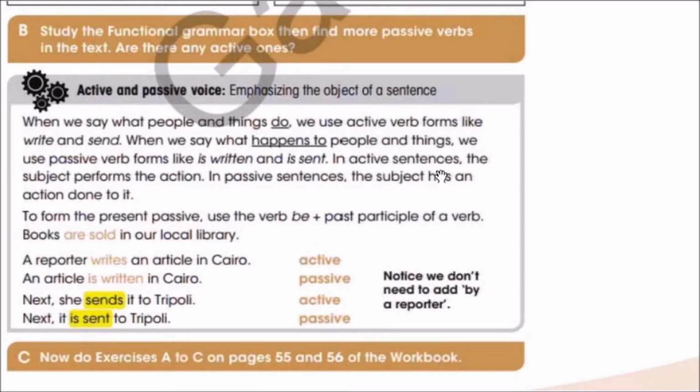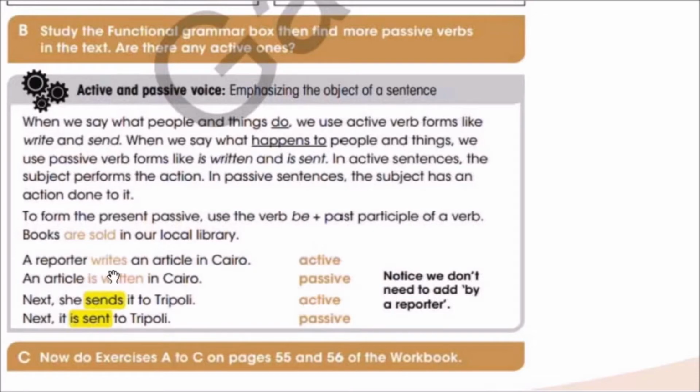In active sentences, the subject performs the action. In passive sentences, the subject has an action done to it. To form the present passive, use the verb be plus past participle of a verb. Books are sold in our local library. Let's look at these examples.